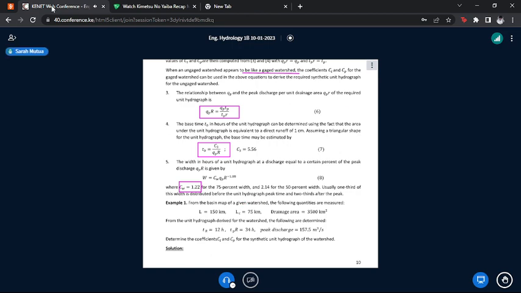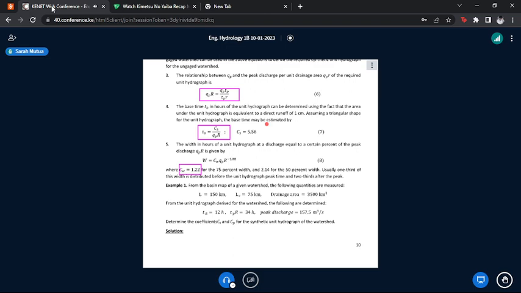So we have an example. We are given the basin map of a given watershed. We have been given the value of L, and we have been given the value of LC. And we have been given a drainage area from the unit hydrograph, where a number of things have been determined.